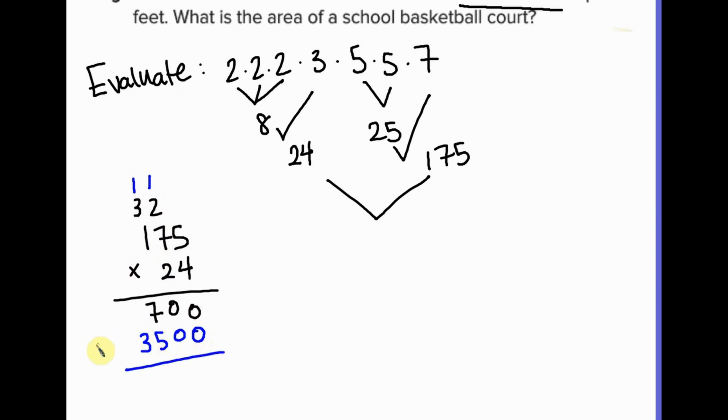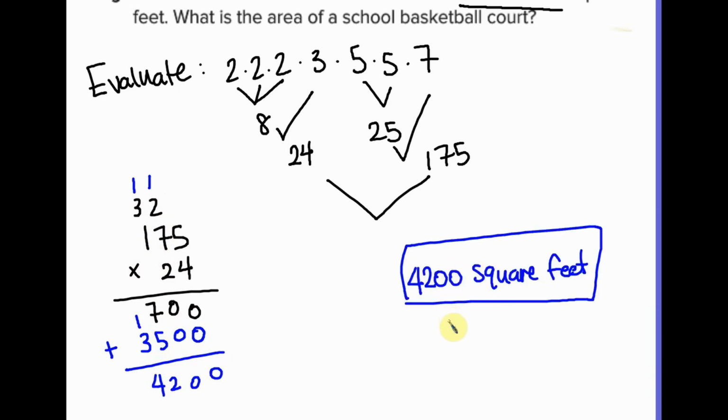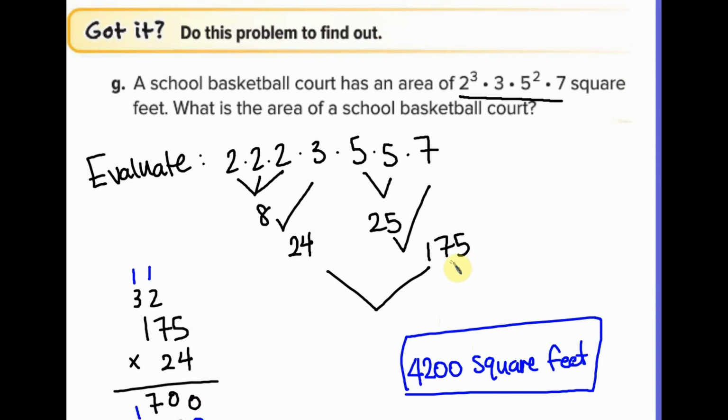When you add all of them, it will become 0, 0, and then 7 plus 5 is 12, and then you'll get 4. So I know that this court is 4,200 square feet. As you see, if somebody asks, just tell them this baseball court is 4,200 square feet, instead of saying, oh, this is 2/3 times 3 times 5 squared times 7. I love math, but I don't like anything complicated, so I prefer this way.